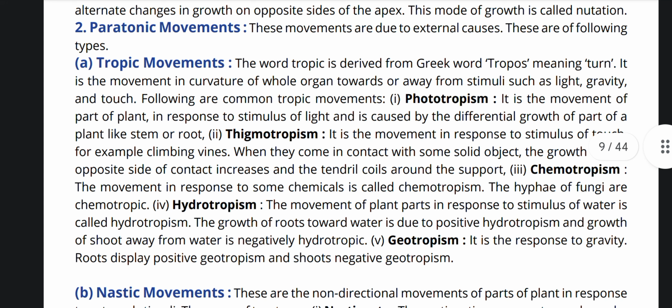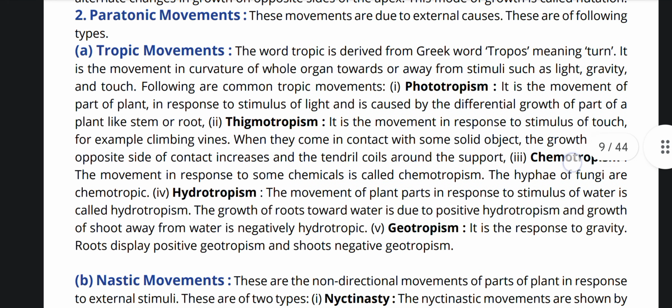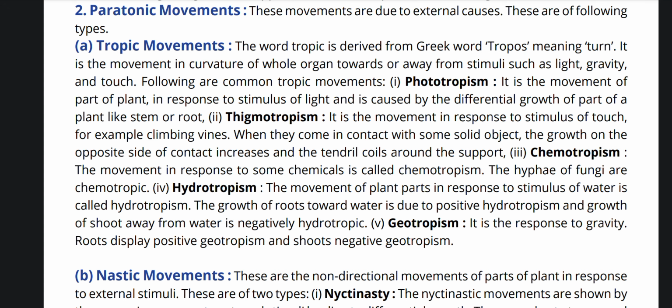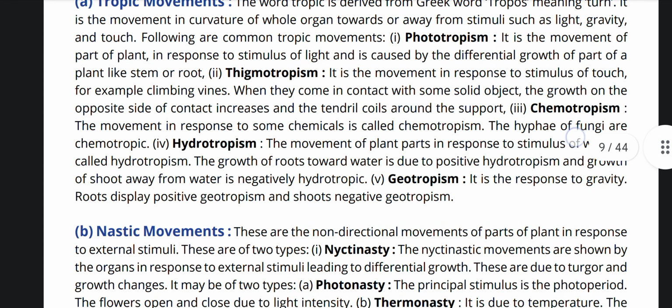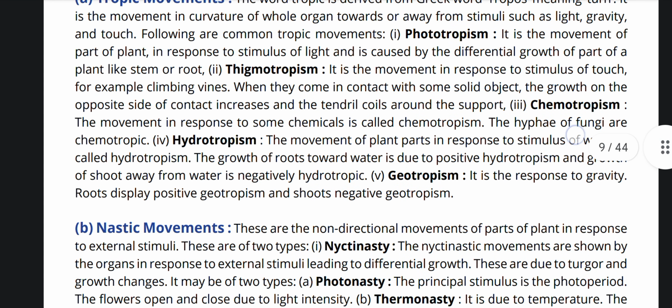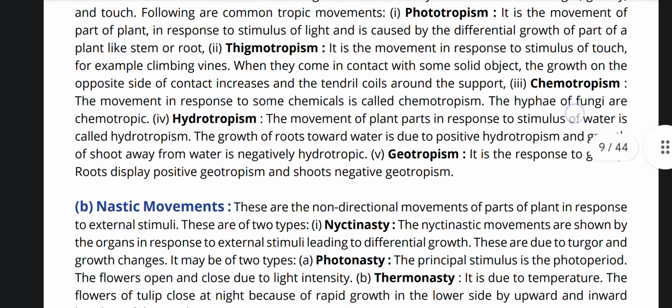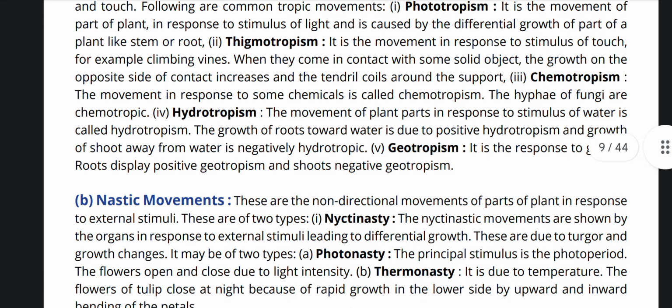Number two, paratonic movements. These movements are due to external causes, and the following are the types. A. Tropic movements. The word tropic is derived from the Greek word tropos, meaning turn. It is a movement in curvature of the whole organ towards or away from stimuli such as light, gravity, and touch. Following are the common tropic movements. Phototropism is a movement of part of plant in response to a stimulus of light and is caused by the differential growth of part of plant like stem or root.